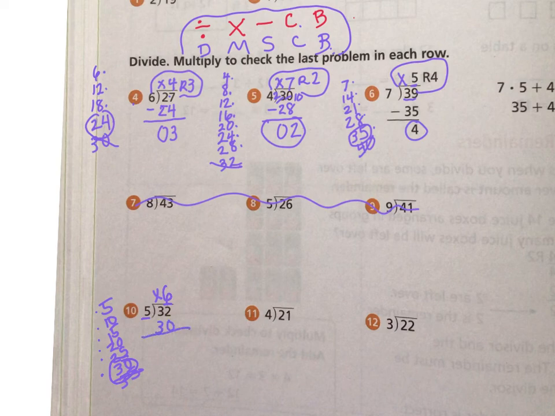Then I'm on my third step, which is subtract. 2 take away 0 is 2, and 3 take away 3 is 0. And then I check. Can I fit 5 into 2? I cannot. So I know that I am done. And so my final answer, this is my remainder, remember, my final answer is 6 remainder 2.